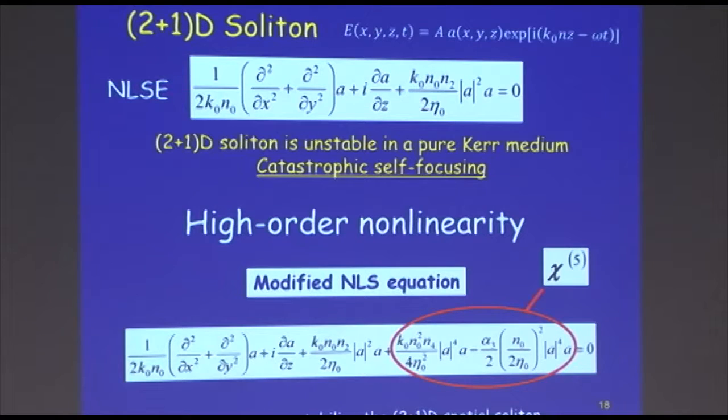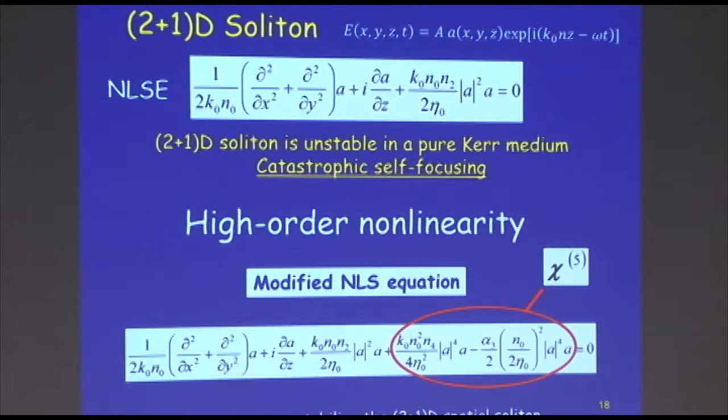So in order to compensate this instability in this Maxwell's equation, one has to consider, for example, the contribution of chi 5, the next nonlinearity. So you have here this contribution that's due to chi 3, and that's due to chi 5: n2 is in here, n4 is in here. If n2 is positive and n4 is negative, the instability is completely removed from this equation. So chi 5 may stabilize the solution.